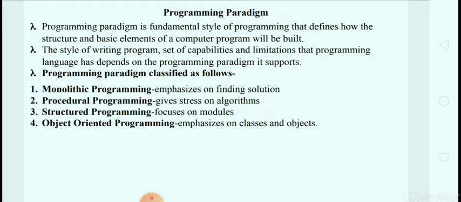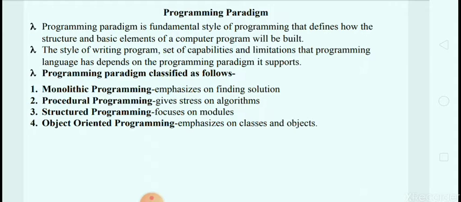First, monolithic programming. With monolithic programming we emphasize finding a solution. The main basic goal of monolithic programming is finding the solution for any kind of task or program. In the second, procedural programming, the stress is on algorithms. When we write procedural programs, we focus on algorithms, and an algorithm is nothing but the step by step execution of that particular program.